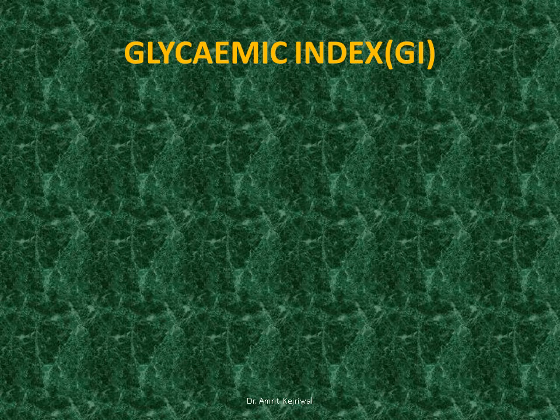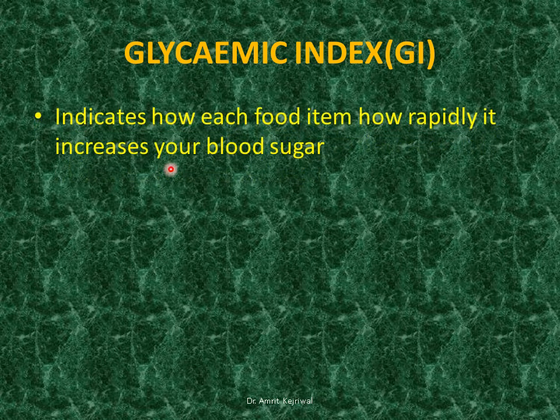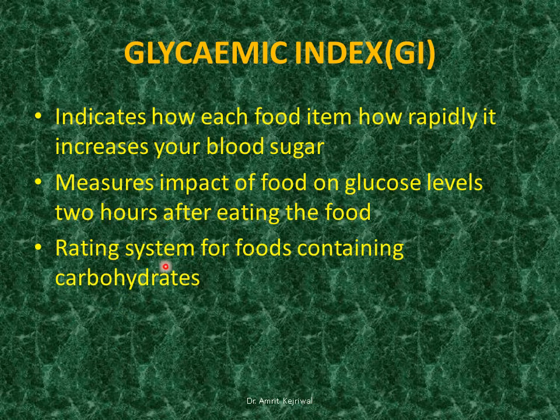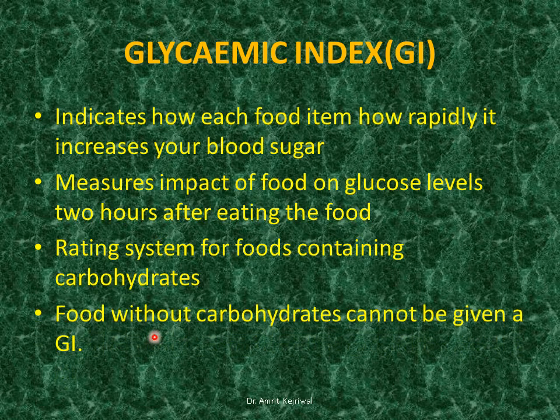Glycemic index. It indicates how rapidly each food item increases your blood sugar. It measures the impact of food on glucose levels 2 hours after eating the food, and it is a rating system for foods containing carbohydrates. Food without carbohydrates cannot be given a glycemic index value.